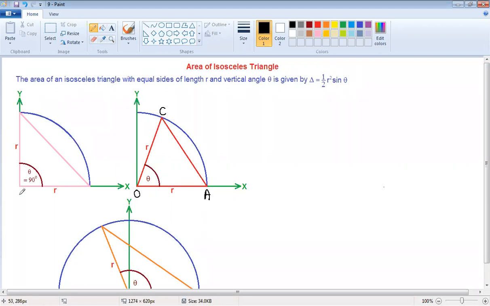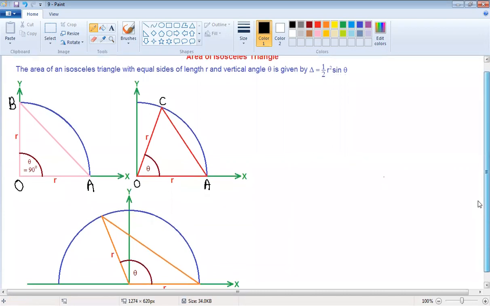Whereas in this picture, let us name the origin O, this point is the same as A and let this point be B. Here again OA and OB are the radii of the same circular arc, so they are equal. So this is also an isosceles triangle, but here angle theta is 90 degrees.